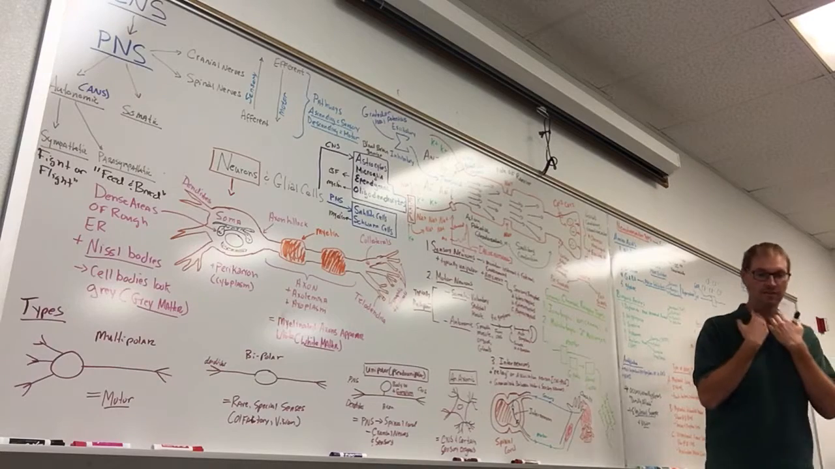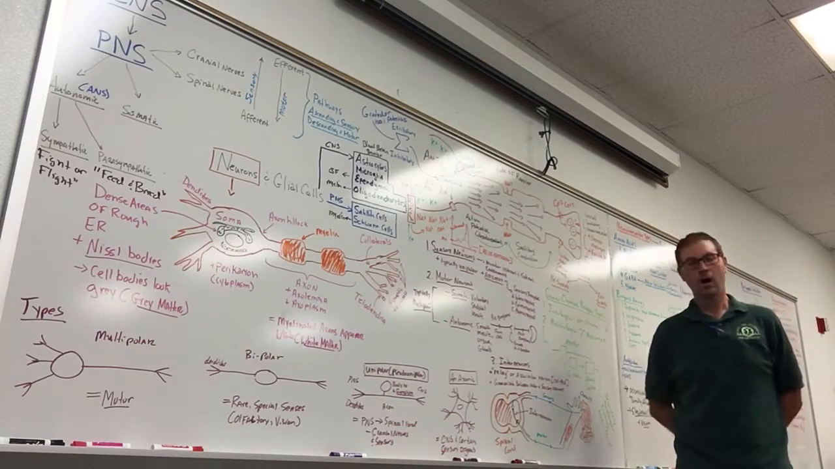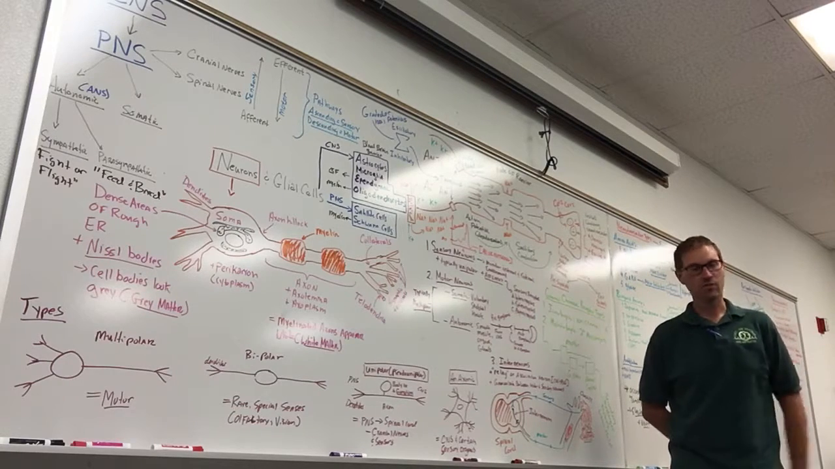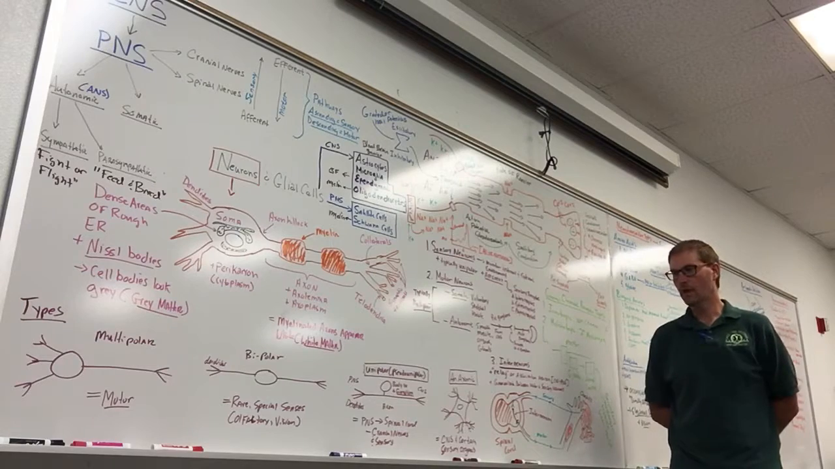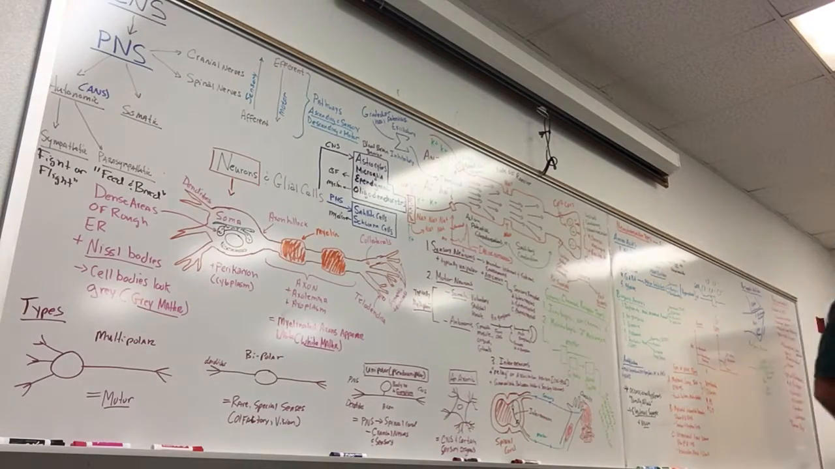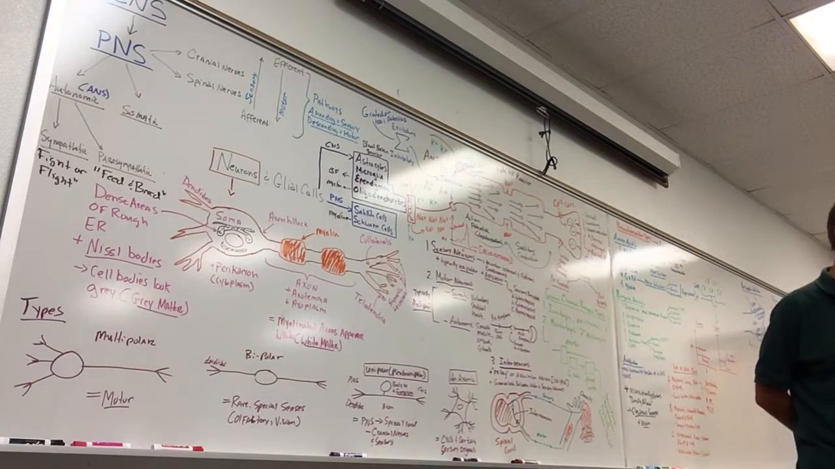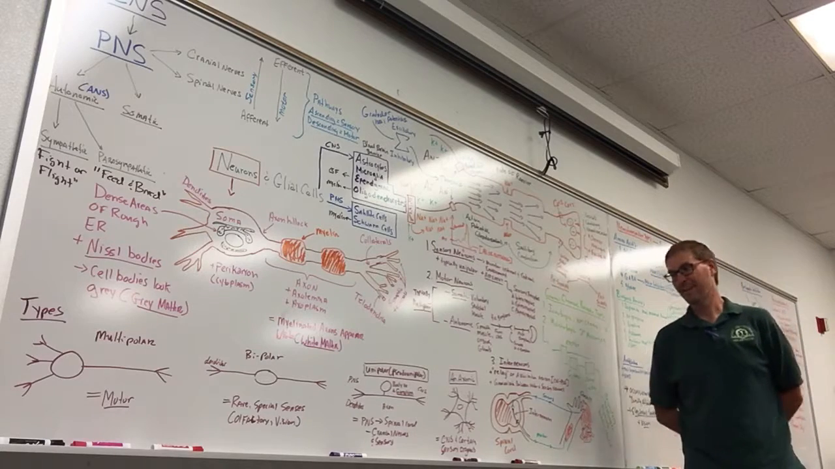So like salivation, okay? Salivation, lacrimation, glands that secrete mucus in your airways, smooth muscles, such as smooth muscle in your lungs, your intestines. All of that is autonomic.